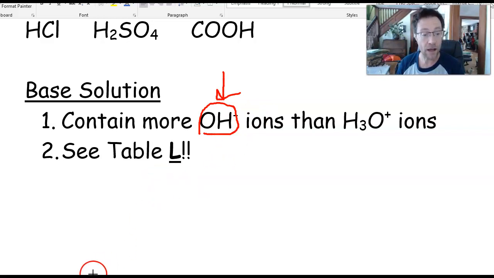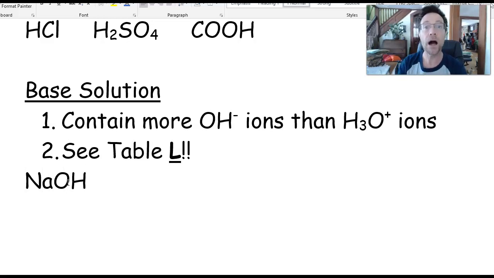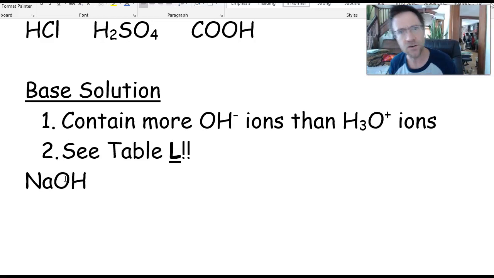And if you go to table L in your reference table, you're going to see a whole bunch of examples of bases. Let's check it out. Sodium hydroxide. You see how there's a sodium here and then a hydroxide? That's how we call it, sodium hydroxide. You see how it has an OH? You dig? It's an OH base, because when you put that into water, it makes an OH. Can you believe it? It makes hydroxide. Wrap your brain around that.